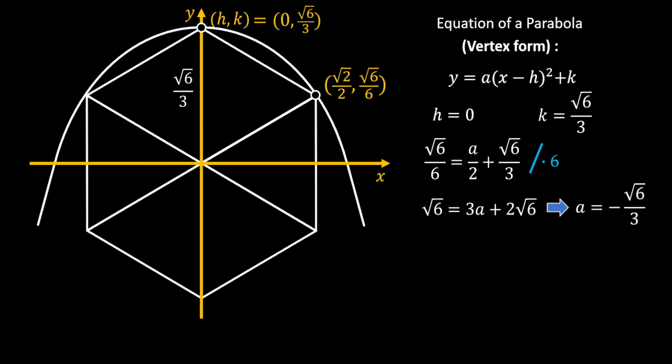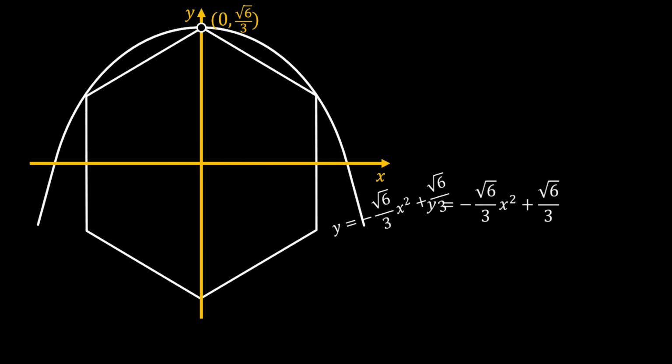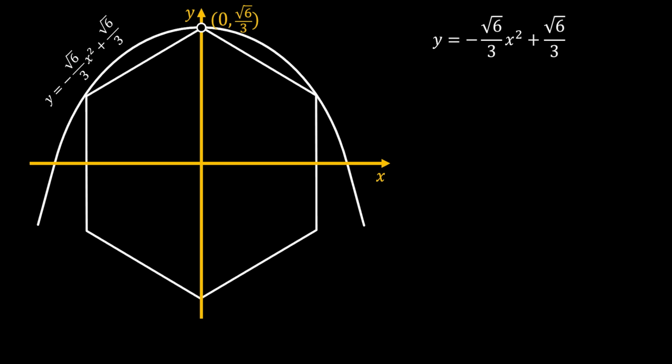And as you can see, we got the negative value of coefficient a, which actually corresponds to our parabola, which is facing downward. Now, let's substitute the values of h, k, and a back into our original equation, and we will get the following equation of our parabola.